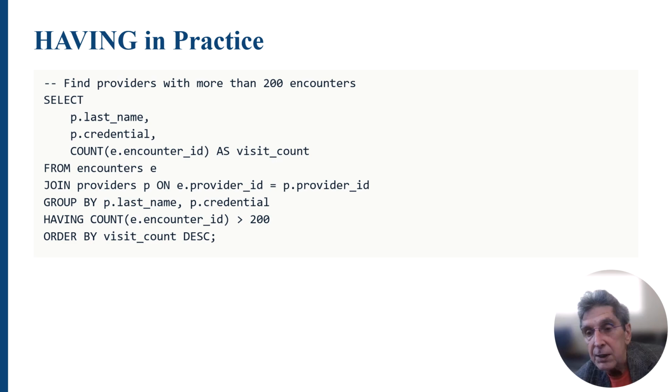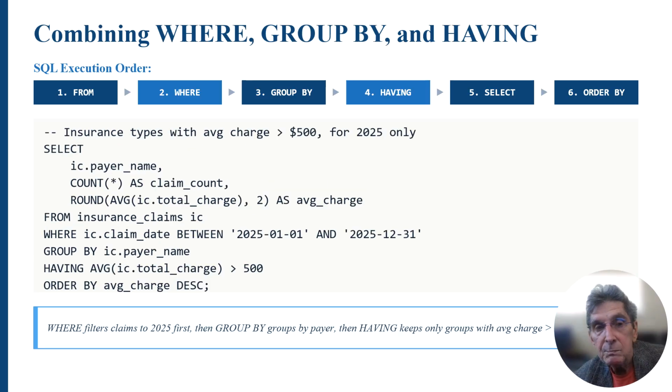So in a healthcare context, this query identifies your highest volume providers. This information is useful for workload balancing, or compensation analysis, or identifying providers who may need some additional support staff. Very useful information. All right, what about combining the where, group by, and having?